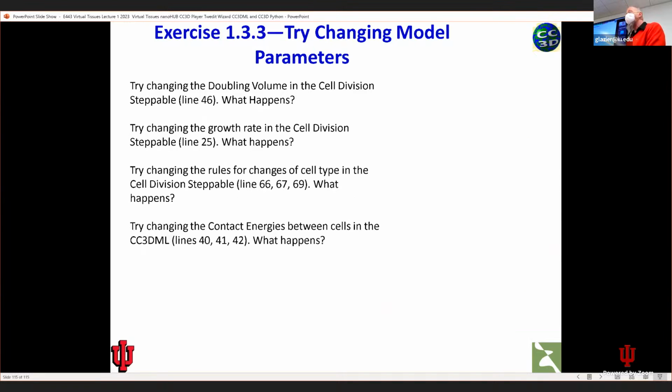We're over by 5 minutes, so I don't want to keep you more. But that is your first engagement with CompuCell. I know it was a little bit of a rush at the end, but you could go home and play with it. You could change the doubling volume of the cells. You could change the growth rates.